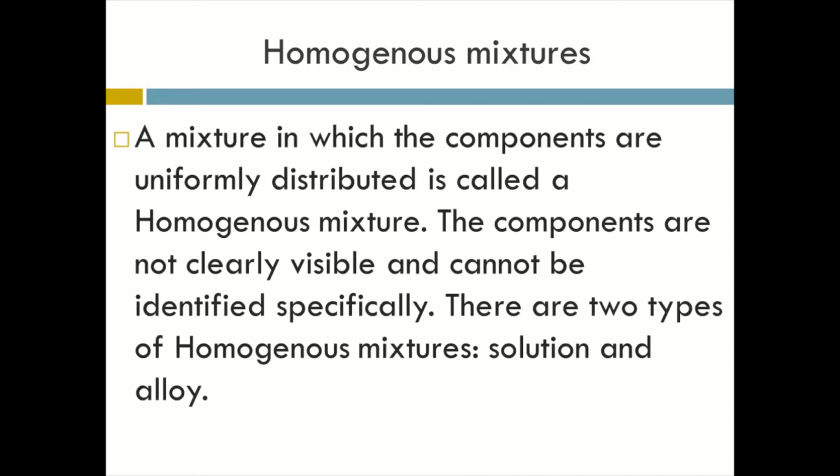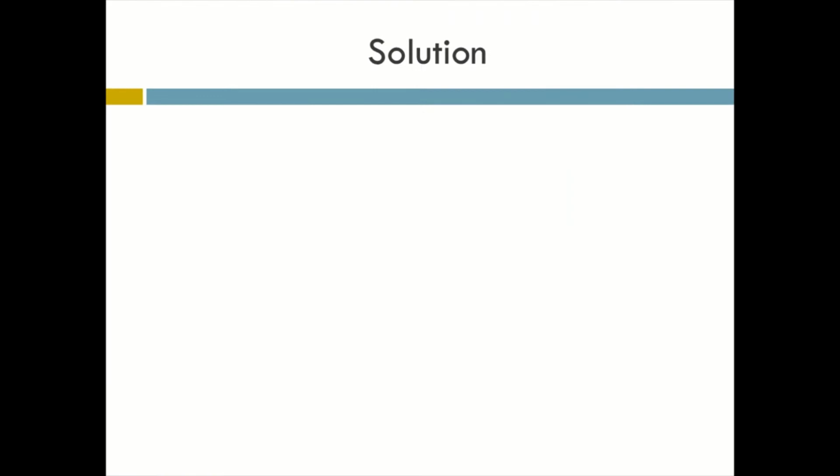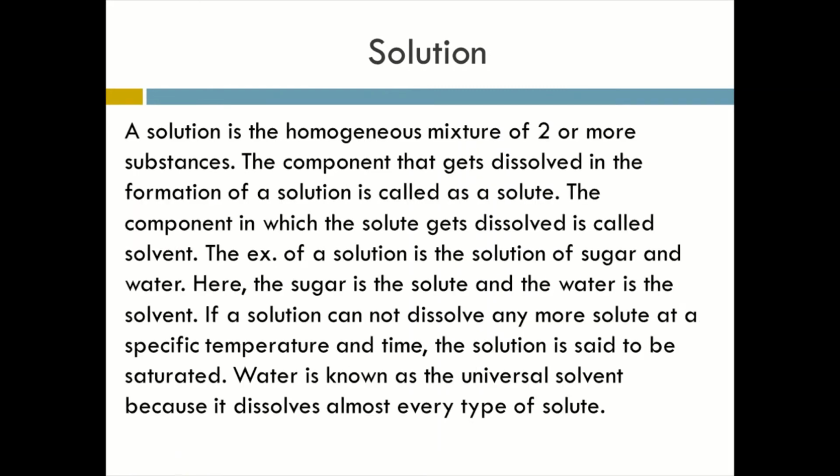Homogeneous mixtures. A mixture in which the compounds are uniformly distributed is called a homogeneous mixture. The components are not clearly visible and cannot be identified specifically. There are two types of homogeneous mixtures, solution and alloy. Solution. A solution is the homogeneous mixture of two or more substances.